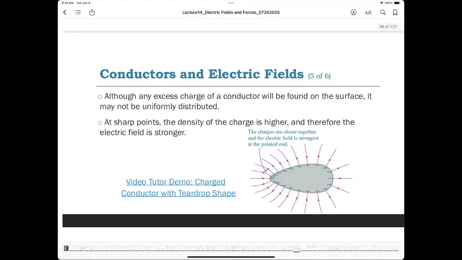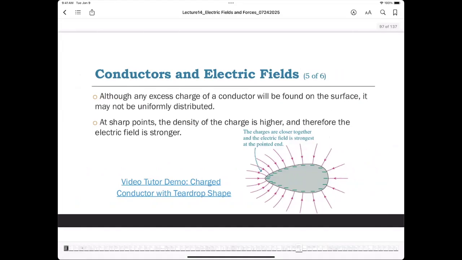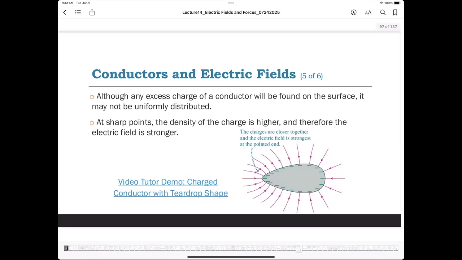Although the excess charge of a conductor will be found on the surface, it may not be uniformly distributed. At sharp points, the density of the charge is higher, and therefore the electric field is strong. About conductors and electric fields, you can watch some videos to understand more, but this is just some physical phenomena. You just need to know about that.